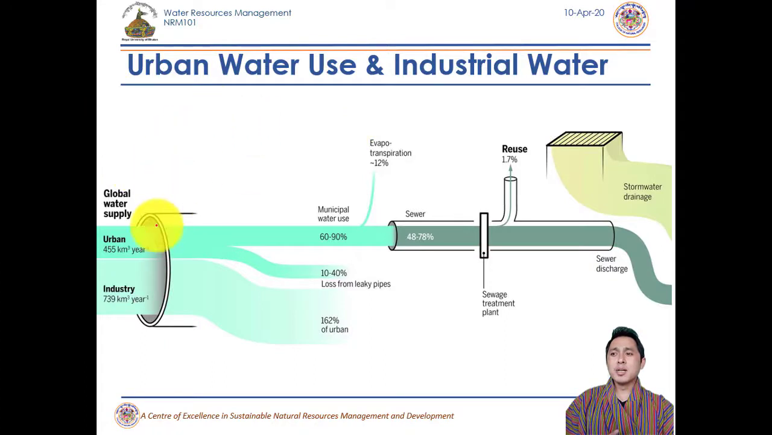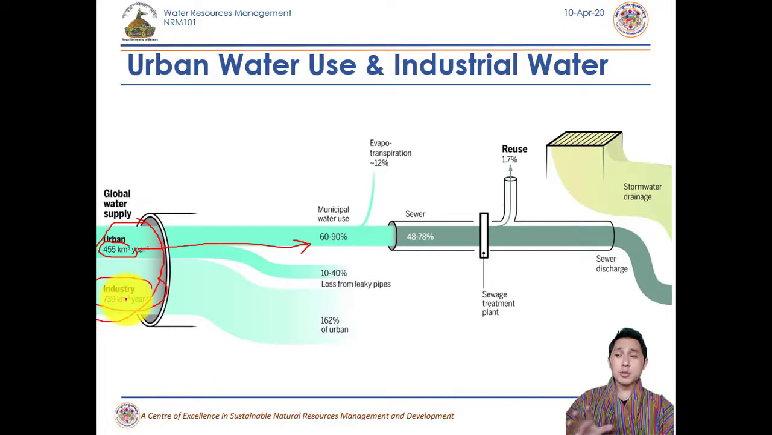And the urban use are those water that directly goes to the town, the cities, for those people to be used. So for example, if this is the total water supply per year, of that total, 455 cubic kilometer per year is being taken for urban water supply, and around 739 cubic kilometer per year is being taken as industrial water supply.